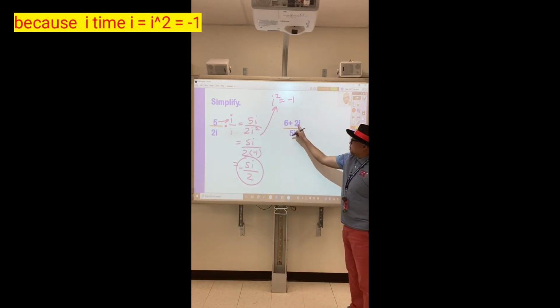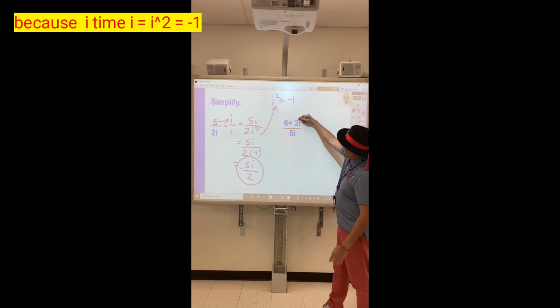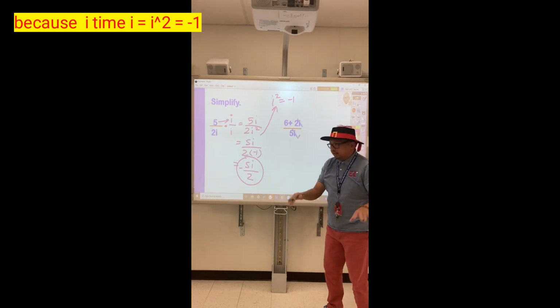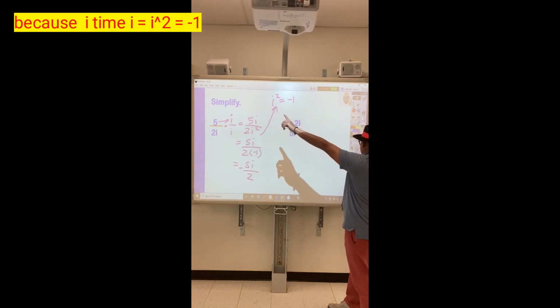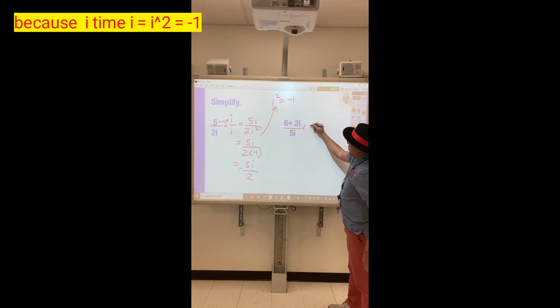Next, 6 plus 2i over 5i. We cannot cancel that one. That's wrong. Don't cancel that because there's no i on the 6. So what do we need to do? Same thing as the previous example. Multiply this by i over i.